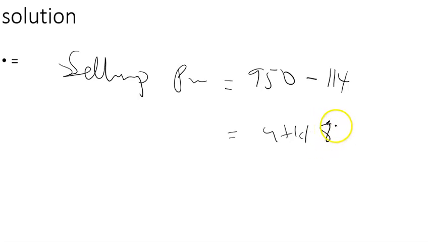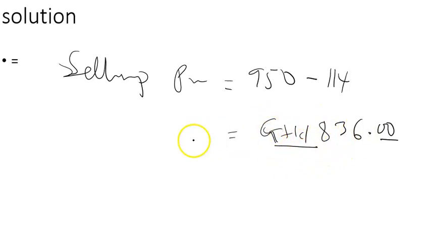You get 836.00. Don't forget the Ghana cedi sign and the .00. When you write 836 Ghana cedis, you are wrong. So you should have the cedi sign plus the .00 to get the full marks for that.